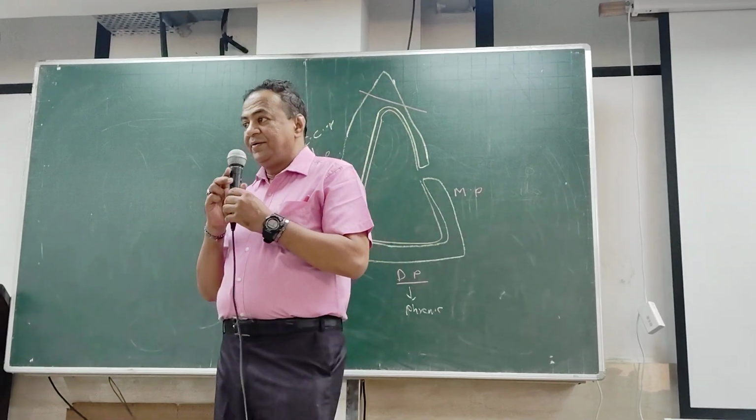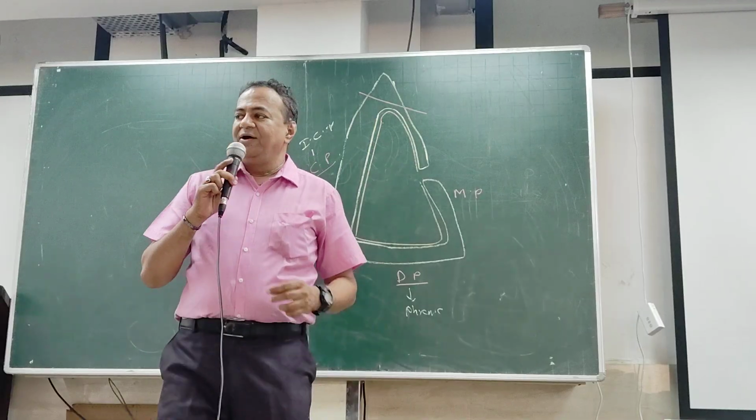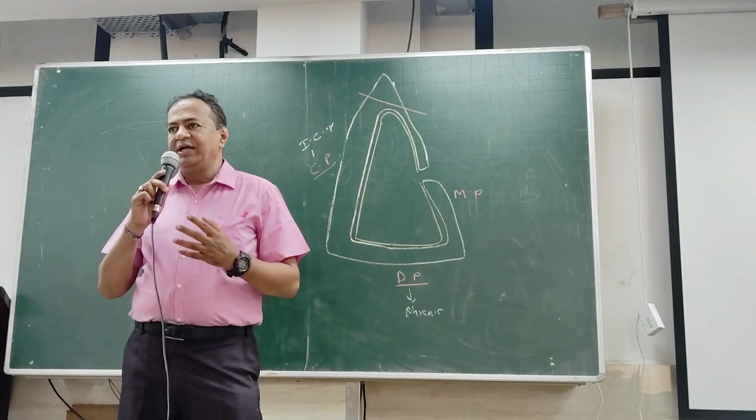So blood supply of the lung is by the bronchial arteries.